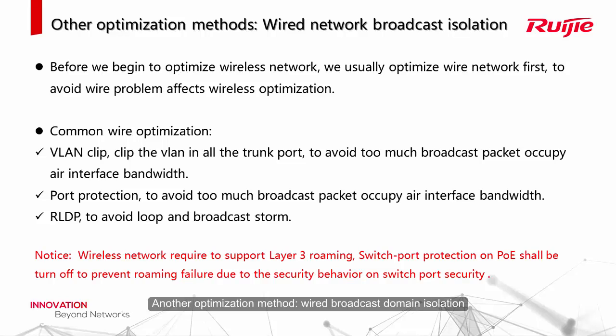Another optimization method, wired broadcast domain isolation. Before we optimize the wireless network, we usually need to optimize the wired network first, because if the wired network has a problem, it is meaningless to optimize the wireless network. The common optimizations for the wired network are shown in the slide. You can refer to it.